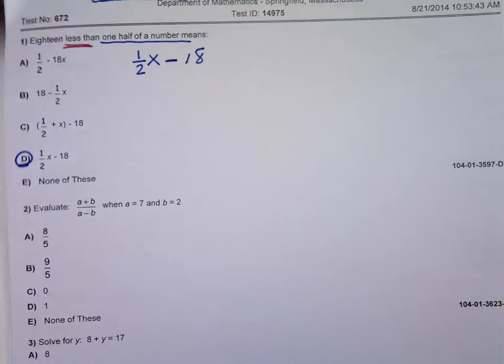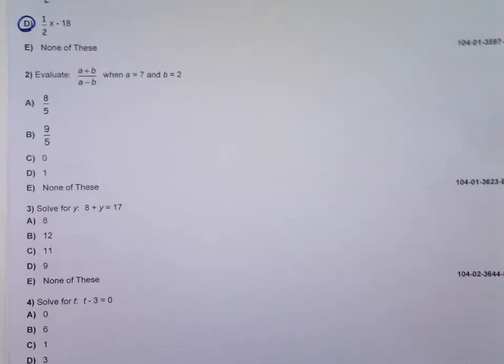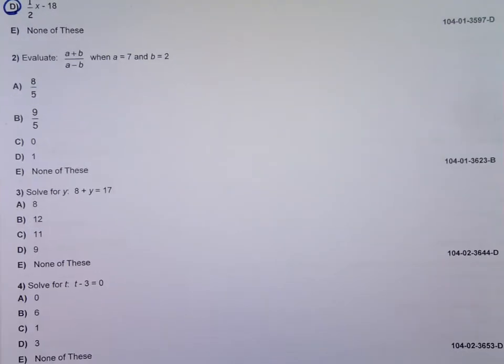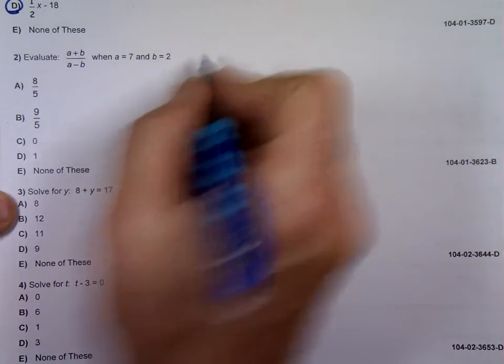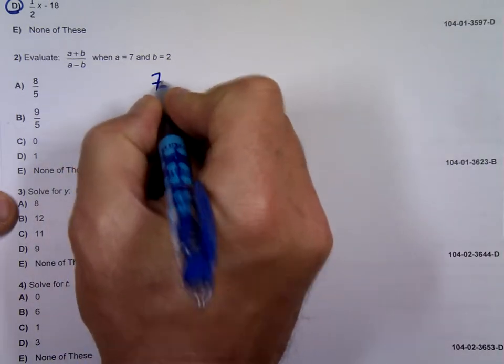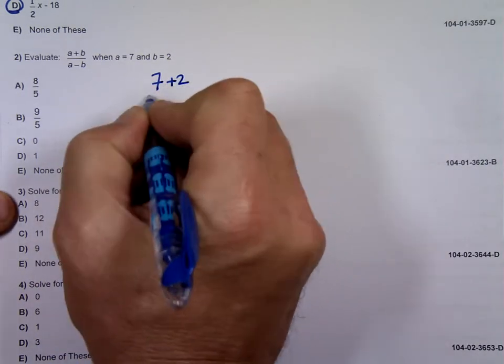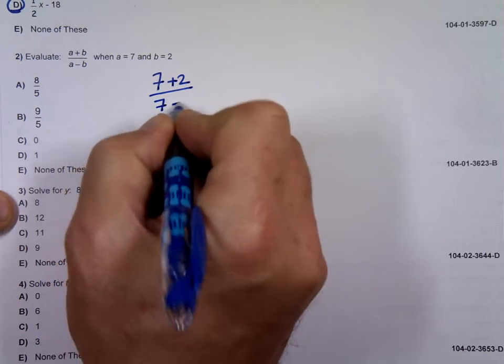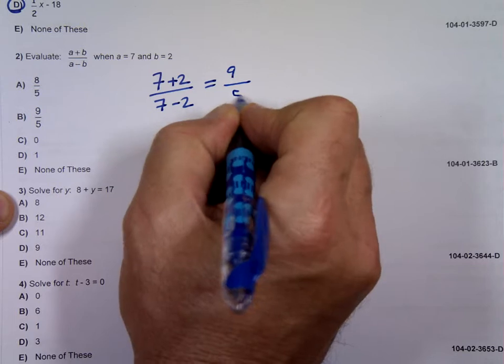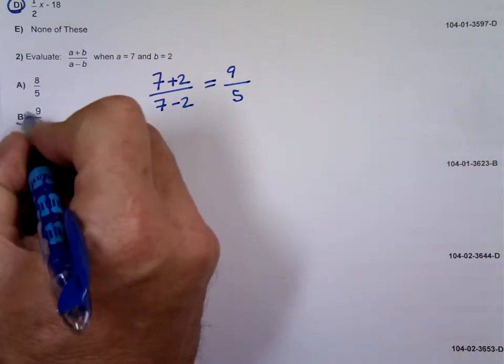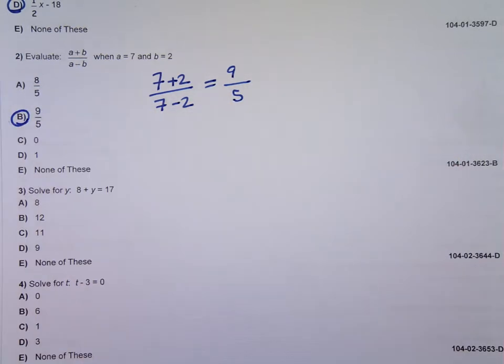The second one, evaluate. That means get a value for this. A plus b over a minus b when a is 7, b is 2. Let's plug them in. 7 plus 2, 7 minus 2. 9 over 5. Do we have 9 over 5? B.